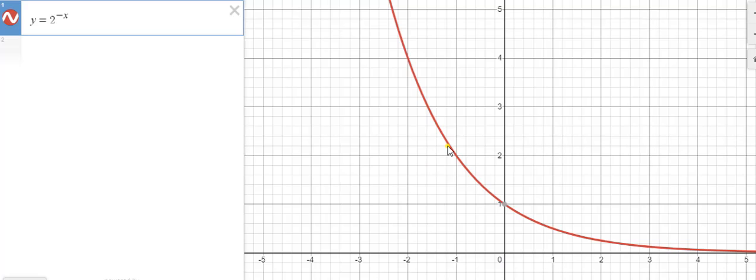So we have a graph of 2 to the negative x. Unlike the other one, 3 to the x, this function is decreasing. It's decreasing when you look at it from left to right. And the y-intercept is 0, 1. And again, it never touches 0 as x goes to infinity. And as x goes to negative infinity, the y value goes to infinity.